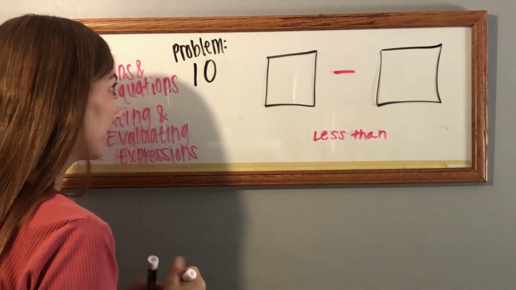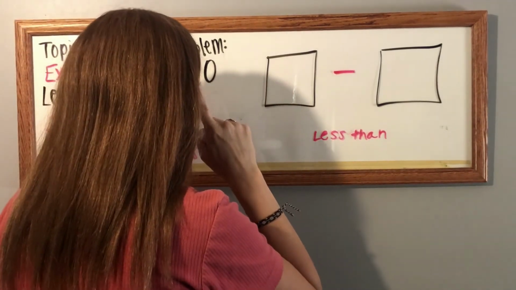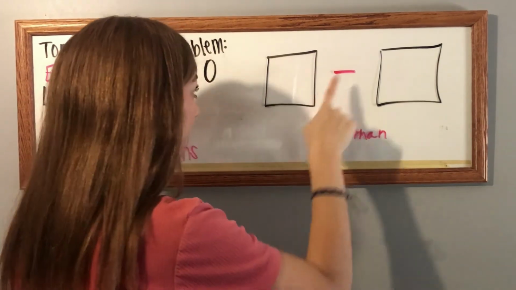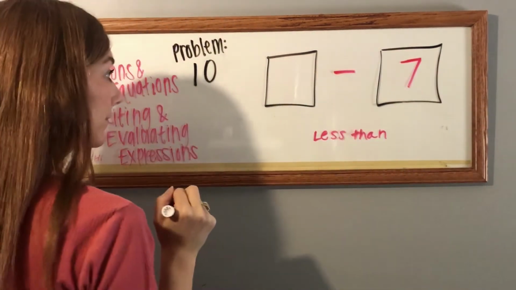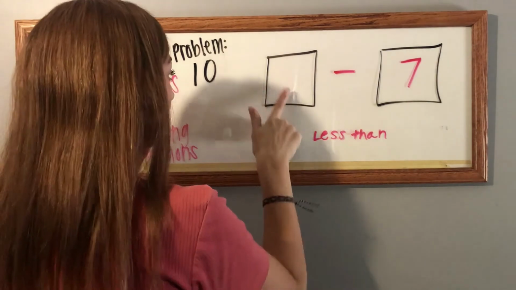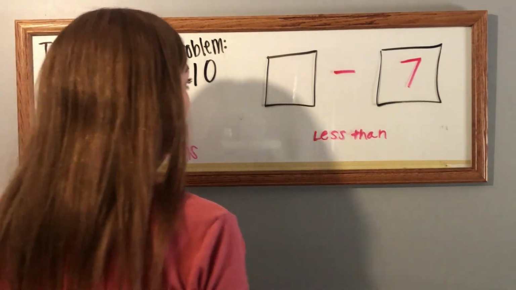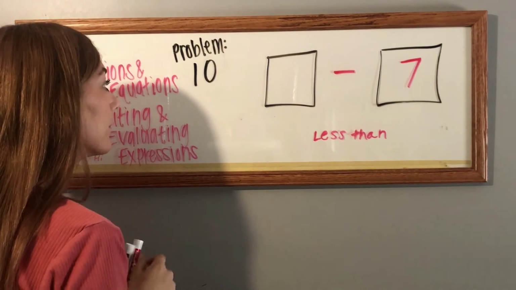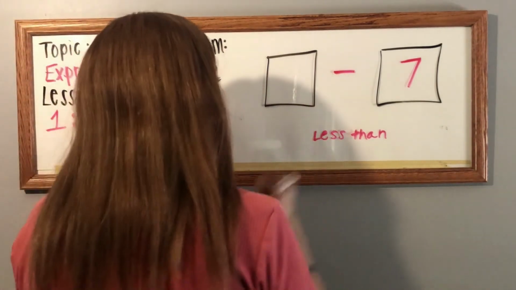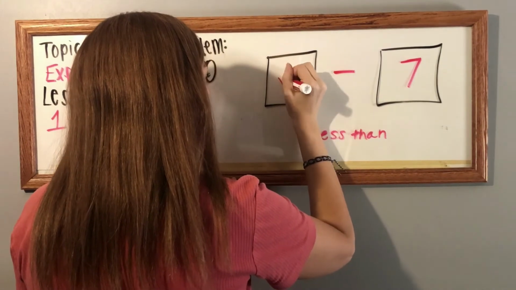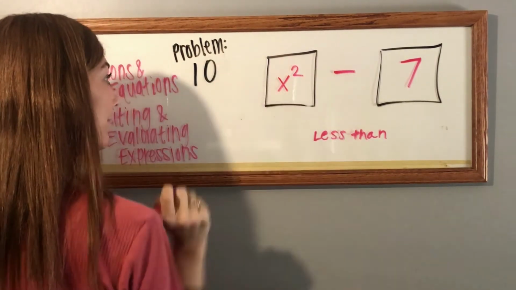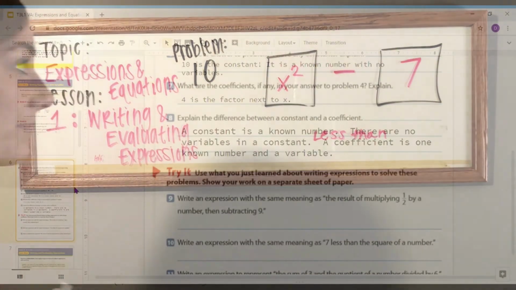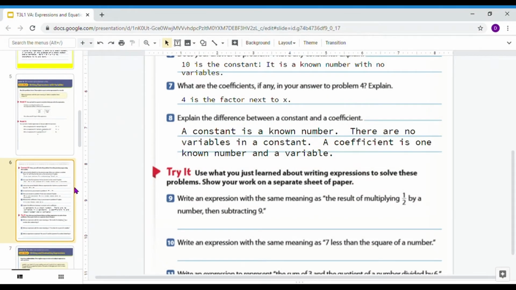7 less than the square of a number. In my brain, that makes me think when I square that number, I want 7 less. So I'm going to put that 7, that constant, as my second term. And now I have to think of 7 less than, so after subtracting 7, the square of a number. That number they don't give me, so I know that I need a variable or a letter. I can write x, and to square a number would be to write that 2 as a superscript. So your final answer is x squared minus 7.